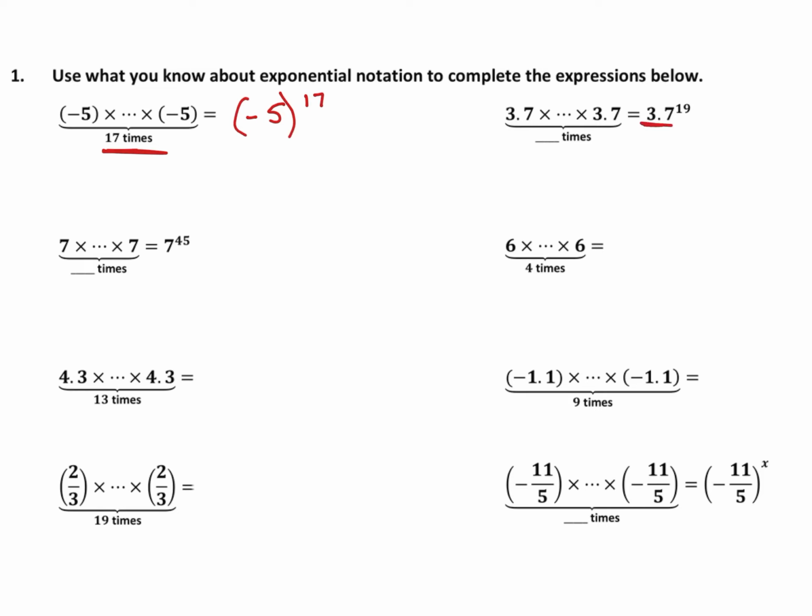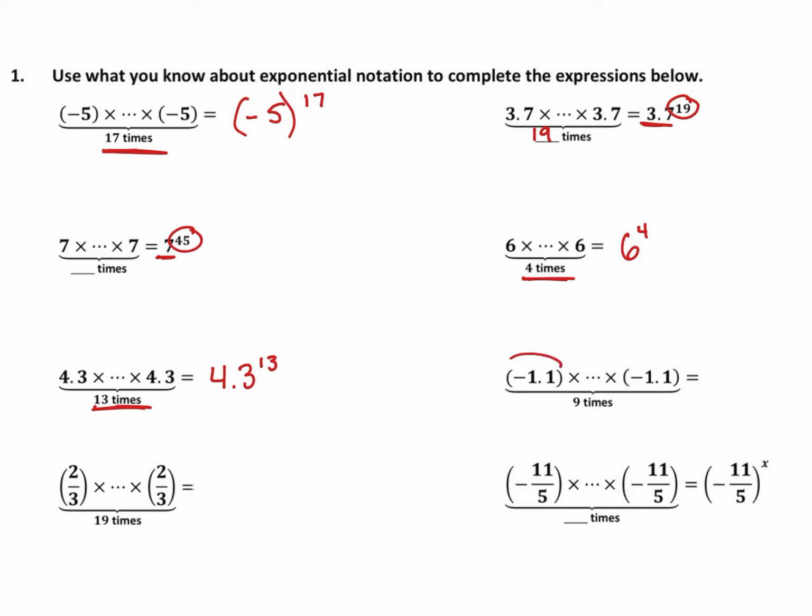How many times is 3.7 being multiplied out? How many times is 7 being multiplied out? This one, since the 6 is being multiplied 4 times, we need 6 to the 4th power. Since this one is being multiplied out 13 times, we need 4.3 to the 13th power.